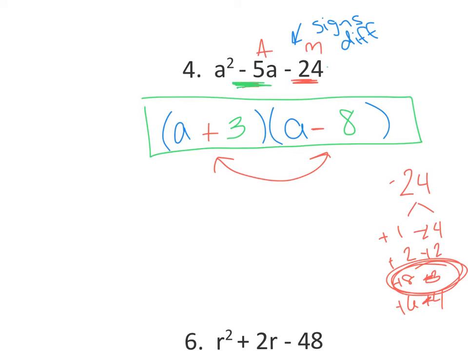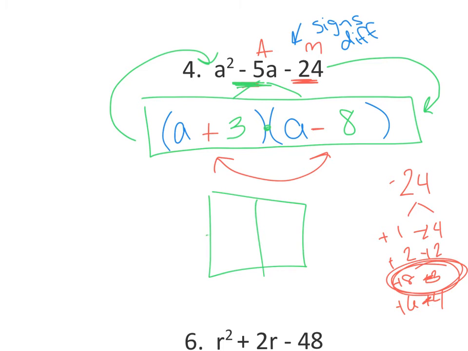Because ultimately, this is equivalent to this. What we're really doing is just breaking this up into two pieces and factoring it into a product that, if you wanted to, you could multiply back to this. Now, of course, you can check with the box method. That's one way I showed you.